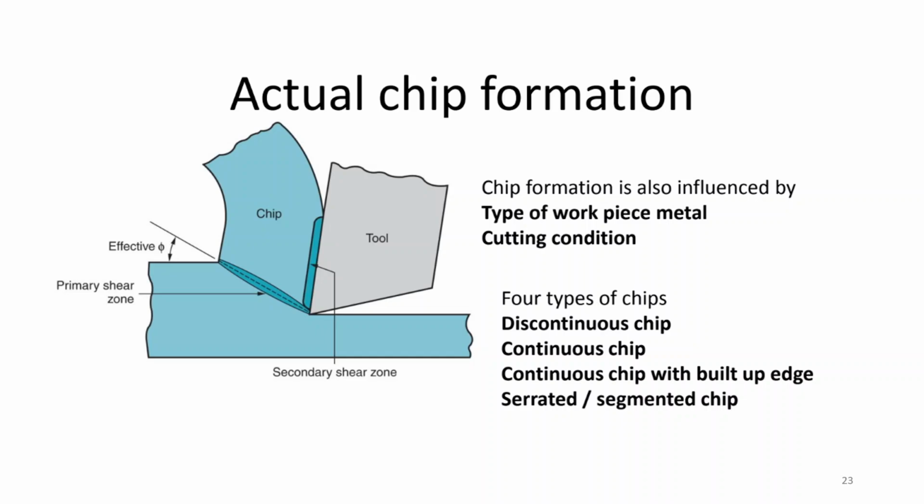Chip formation is influenced by the type of workpiece material, so whether it's brittle or ductile, and by cutting conditions, such as the feed rate, which will also decide the type of chip that is formed. Now there are four types of chips: discontinuous chip, continuous chip, continuous chip with built up edges, and serrated or segmented chip.